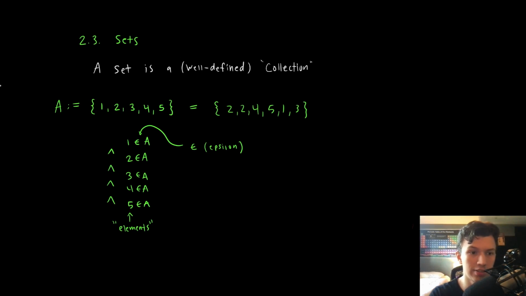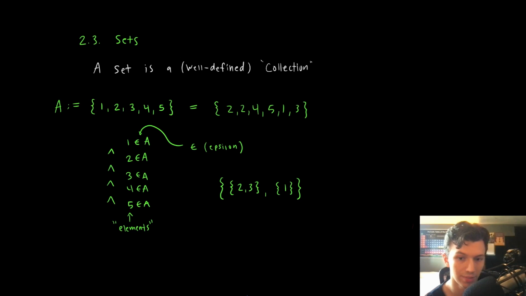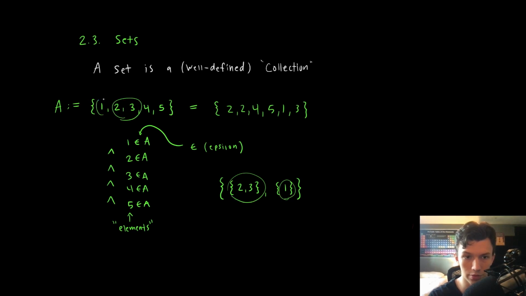The last thing I'm going to say about sets is that you could also have sets as elements of sets. So you could have another set here. Something like that, right? So this is also a set, but its elements are sets. And in this case, its elements are subsets of this larger set because they're chosen from this larger set over here.